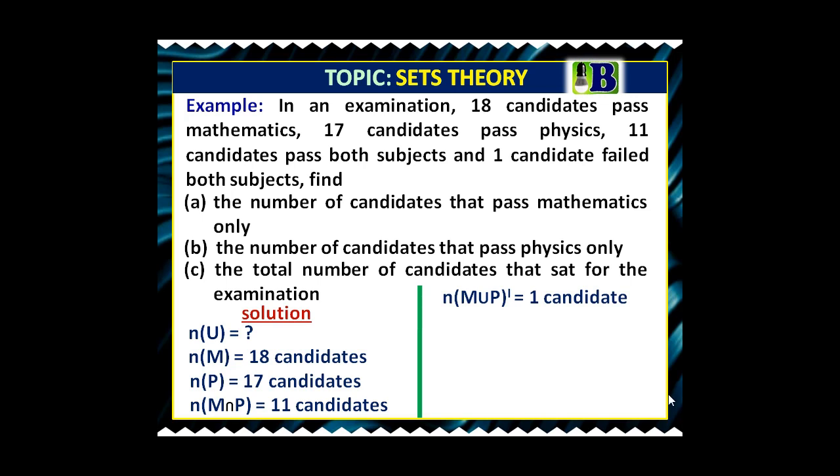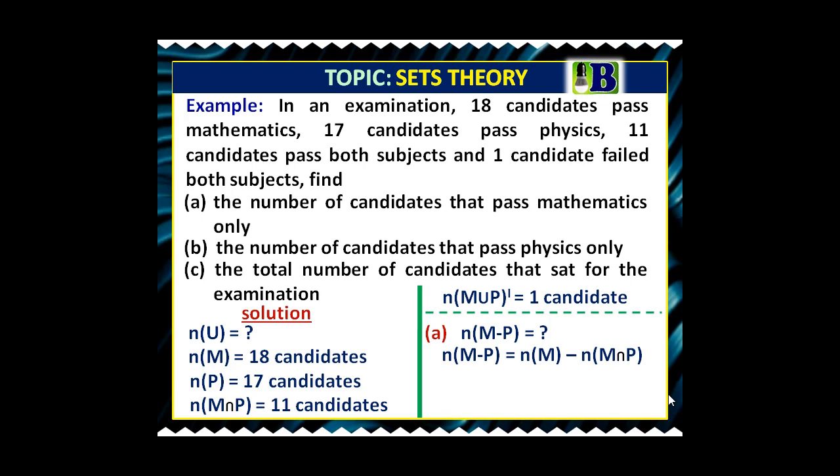Then part A of the question is asking us to look for the number of candidates that pass mathematics only. There is a formula that we normally use, which is displayed on the screen. What the formula is all about is the number of candidates that pass mathematics minus the number of candidates that pass mathematics and physics, which is the intersection.